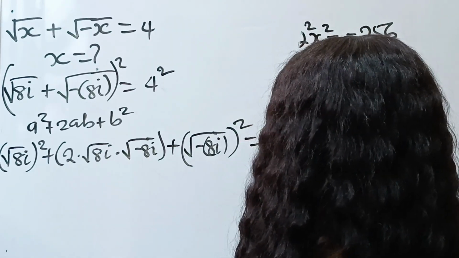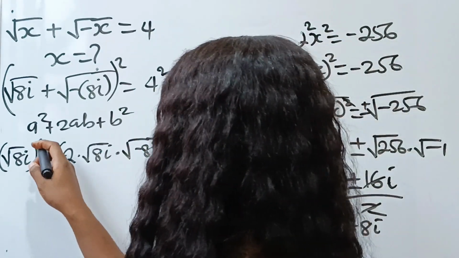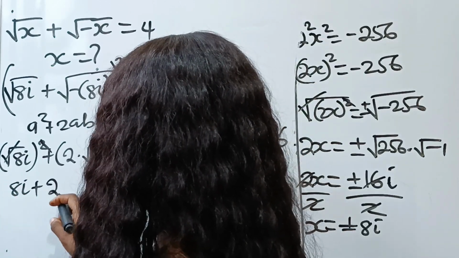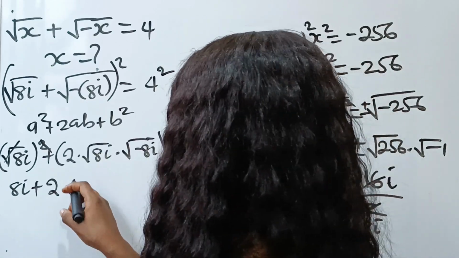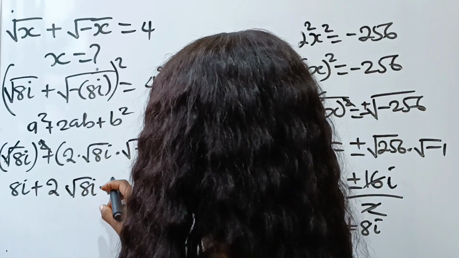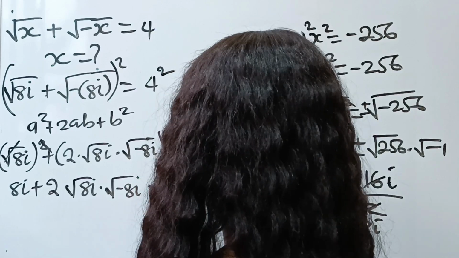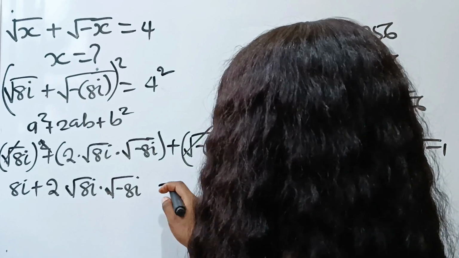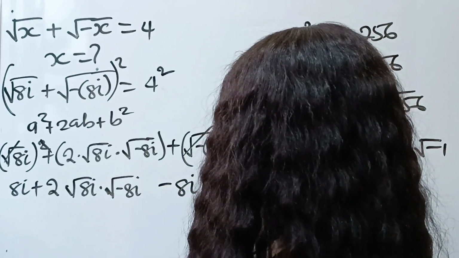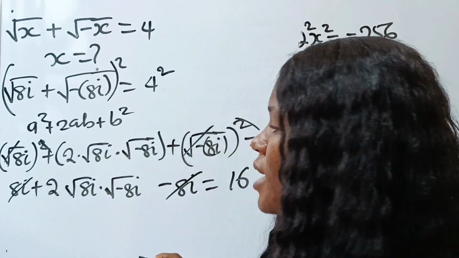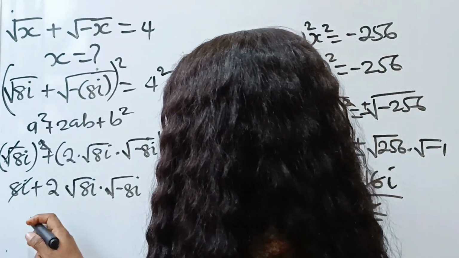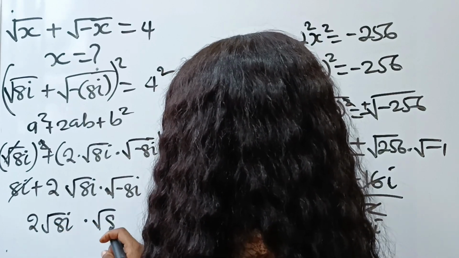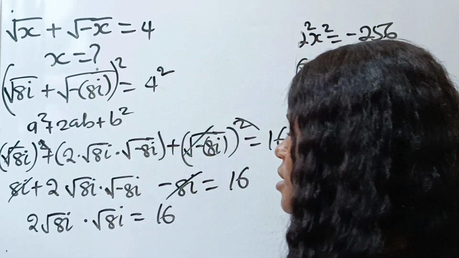Okay, this is equal to 16 because 4 squared is 16. Now we cancel this, so we have 8i plus, so here we have 2 multiplied by the square root of 8i multiplied by the square root of minus 8i. All right, plus, now we cancel this, we have minus 8i remaining, minus 8i is equal to 16. Now 8i minus 8i is 0. So what we now have here is 2 root 8i multiplied by root minus 8i is equal to 16.